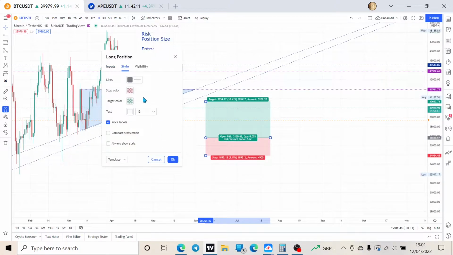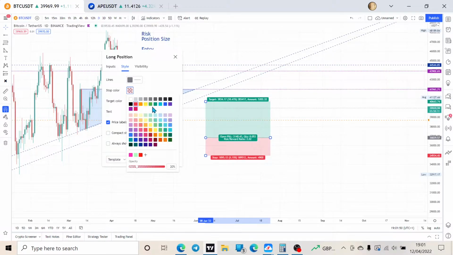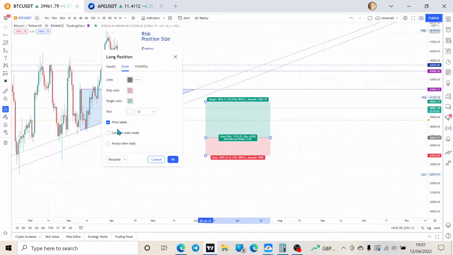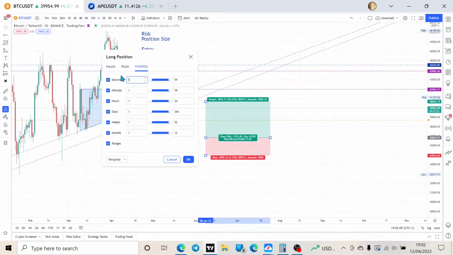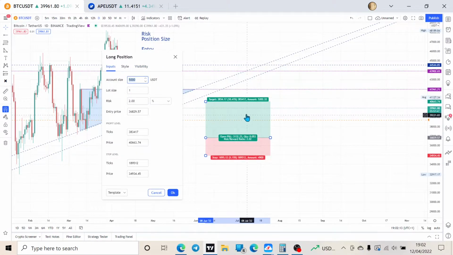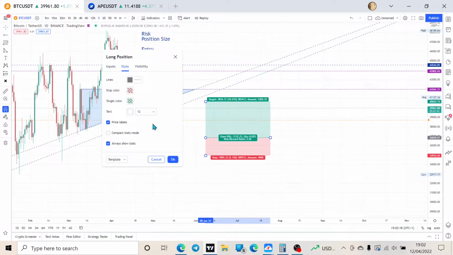But we go to the style. You can change the colors basically to whatever suits you. And you can see you've got compact stats, which takes away some of the useful information, so I always leave that off. And then you've got visibility, which is just some of the intricacies of the settings of this and how it works and how it measures. So we don't really have to touch visibility. Style is just to make it aesthetically pleasing to your eye.